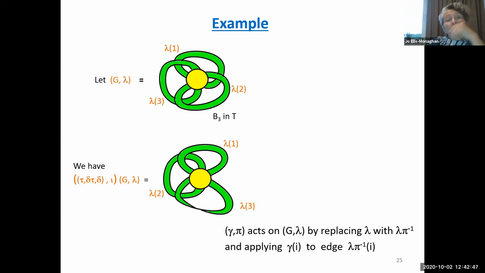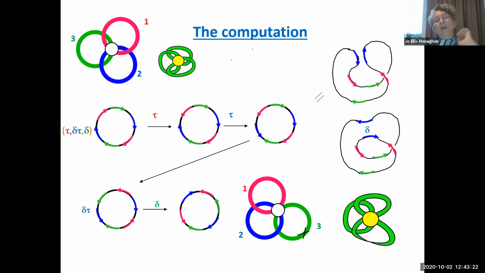So here's an example. Here is a graph with labeled edges, and we want to apply this group element to it. We want to twist the first edge, take the dual twist of the second edge, and take the dual of the third edge. And this is the identity permutation. Let's not worry about reordering things right now. Okay. So here is how you do that computation.